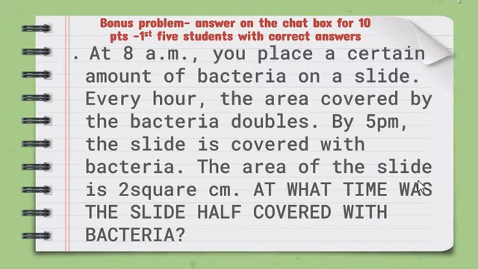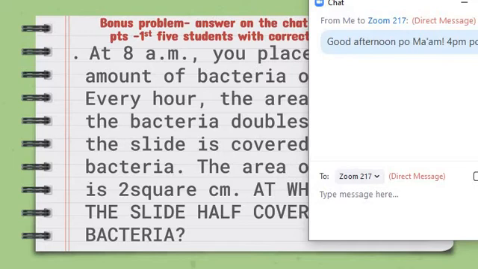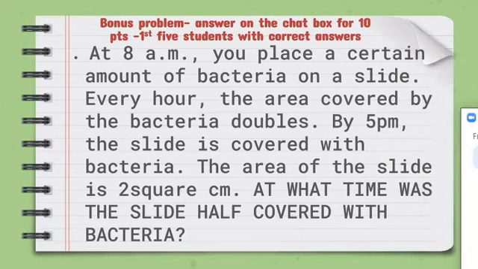Based on my understanding, it says that at 5 p.m. the slide was covered with bacteria. Then it was noted that every hour, the area covered with bacteria doubles. So I assume that at 4 p.m., half was already covered, for example one square centimeter, since it doubles. So by 5 p.m., it was all covered.